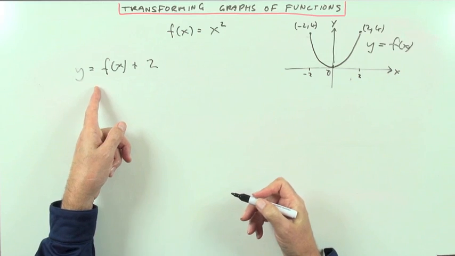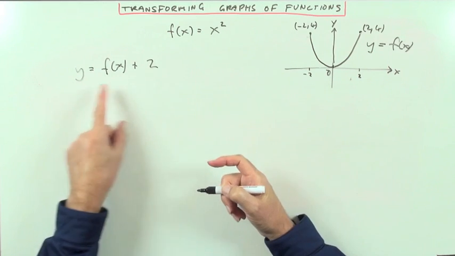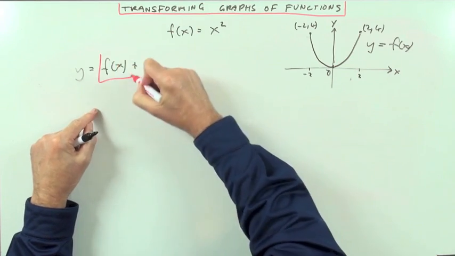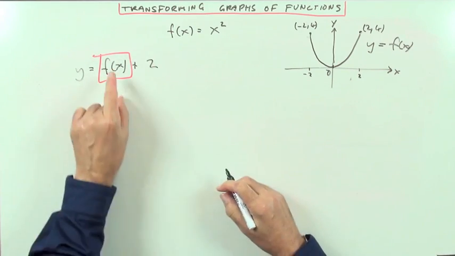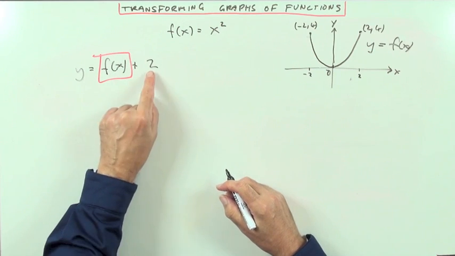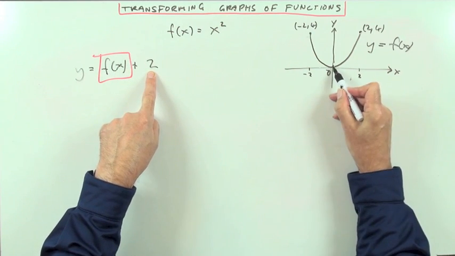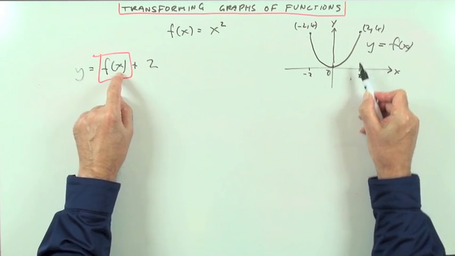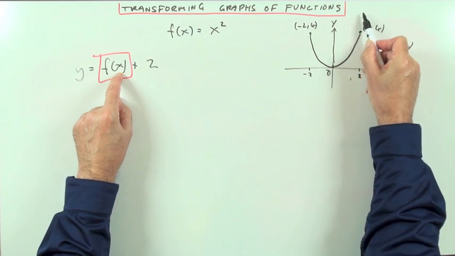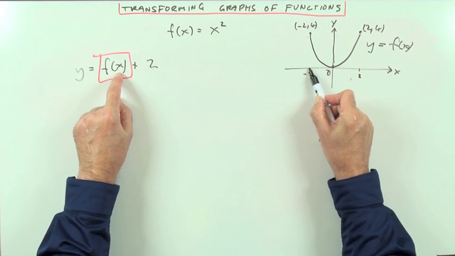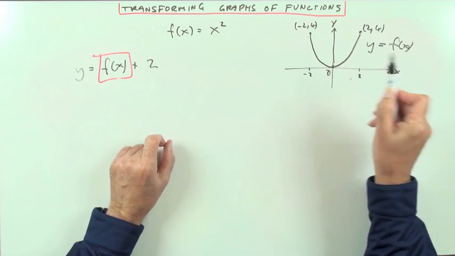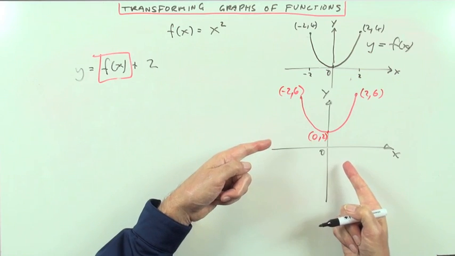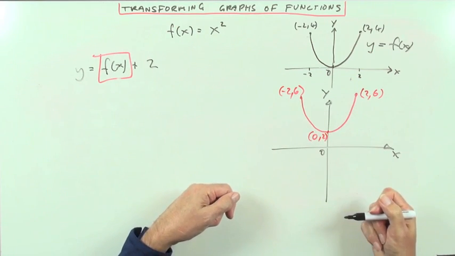Then, y equals f of x plus 2 means the new y coordinate will be the old answer, the original y coordinate, still at the original position x, but moved up 2. So every point is going to move up 2. All the answers will be increased by 2. At 2, instead of being at 4, the new answer will be at 6. At negative 2, instead of being at 4, it will be at 6. At 0, instead of being at 0, it will be at 2. So you get the graph moved up 2, still with the same shape.